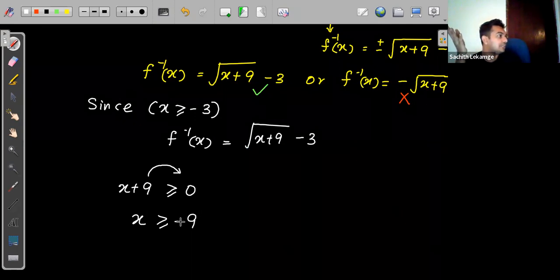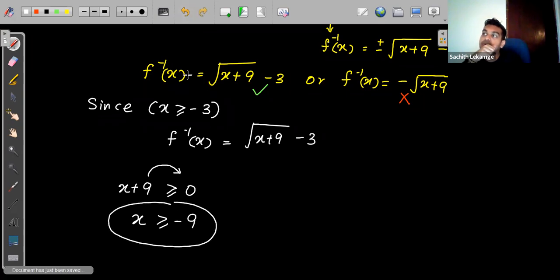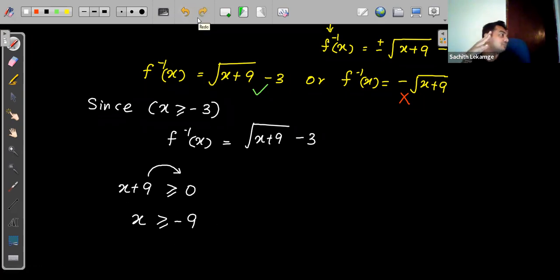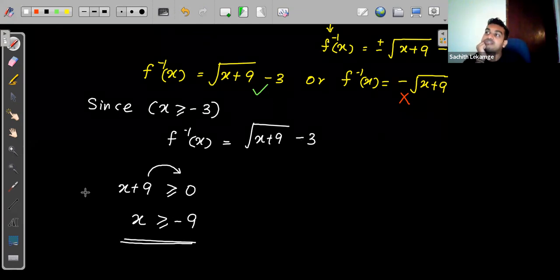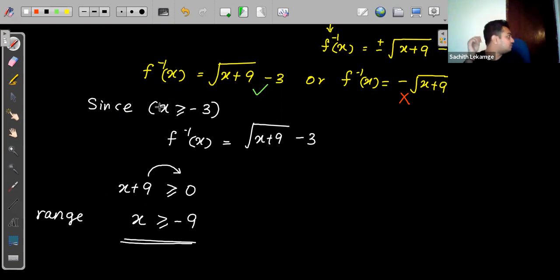Both conditions should be fulfilled. x is bigger than or equal to minus 3. x should be bigger than or equal to minus 9. Then what are the values we need to take for x? Minus 3. Can we take minus 8? No, we can't take. Sorry, this part is anyway positive. No, you can take these values. Why? This is for range. Domain anyway, x is bigger than or equal to minus 3.